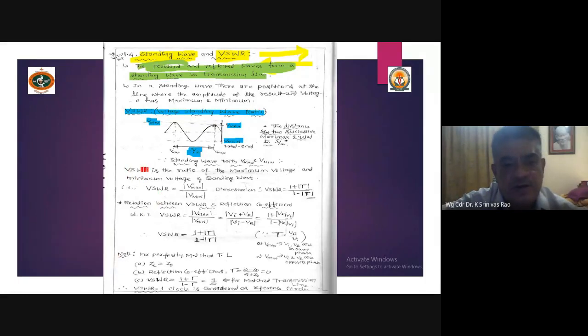the VSWR is the ratio of the maximum voltage and the minimum voltage of the standing wave. That means I can define this voltage standing wave ratio in terms of V max and V minimum, so that I can write a formula like this. VSWR is given by the modulus of V max by V minimum. This is dimensionless. Also, we know VSWR can be written in terms of the reflection coefficient, that is, 1 plus reflection coefficient by 1 minus reflection coefficient. We are using modulus here. Now, the relation between VSWR and reflection coefficient.